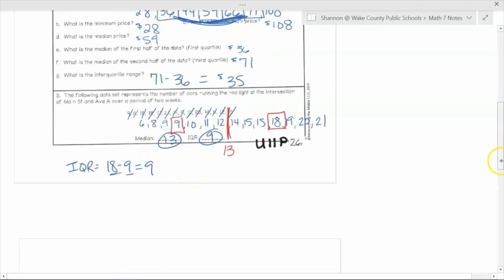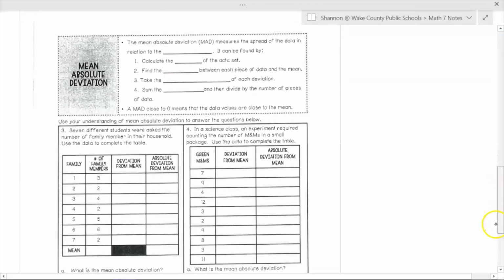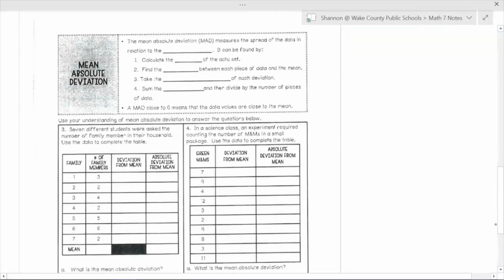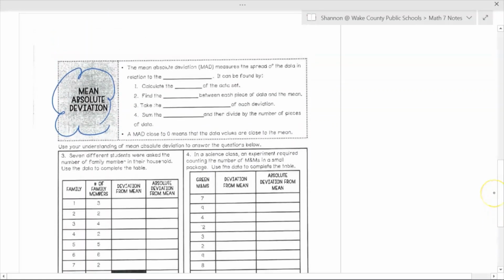All right, flip to page 27. The other big way to measure variability is called the mean absolute deviation. This is a sixth grade topic. It should have been previewed, but we'll recap it because a lot of people said that they did not remember doing it. So it's the mean absolute deviation.